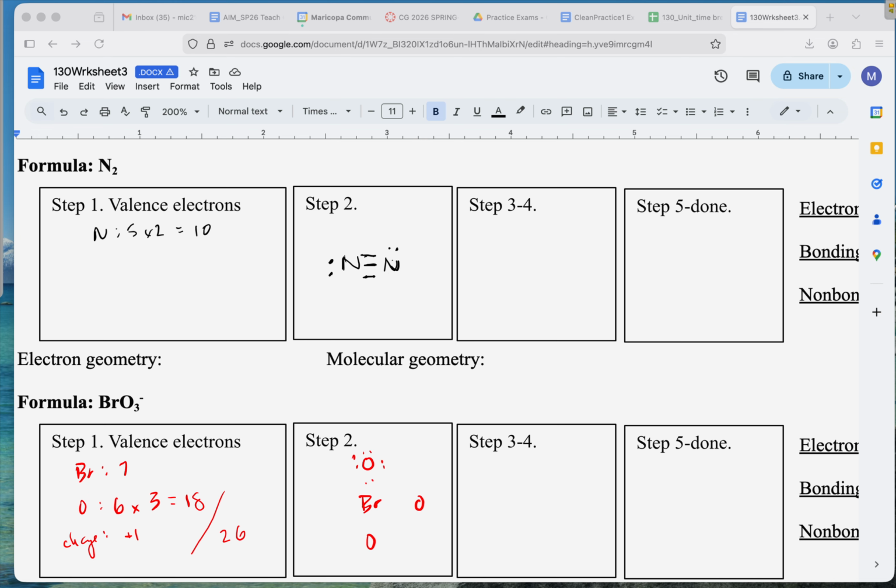I didn't start placing electrons in the right spot that time. 2, 4, 6, 8. 2, 4, 6, 8, which gets me my 24, which means I need 2 more on the bromine, which then means, oh, whoops. That's what happens when you try and go too fast. Bromine, oxygen, oxygen, oxygen, oxygen. All the dots, all the dots. Oxygen, oxygen, oxygen, oxygen.